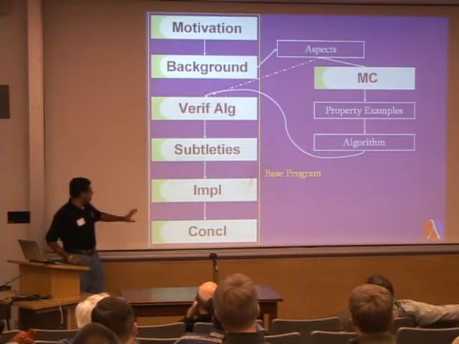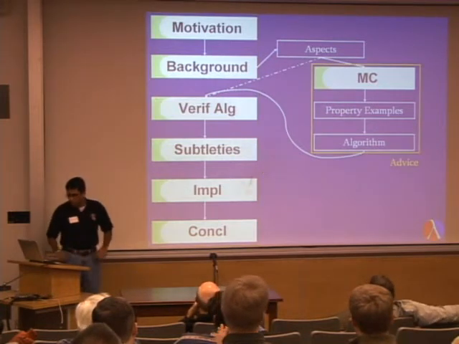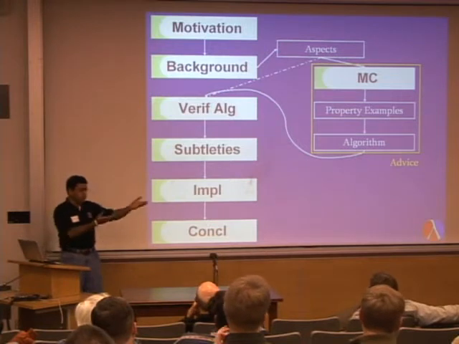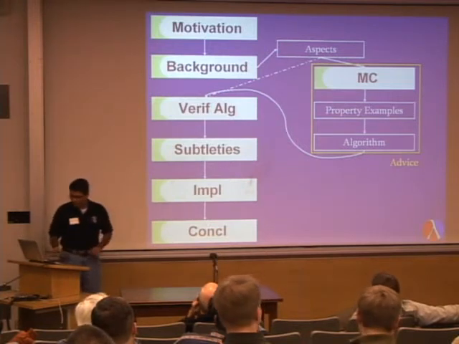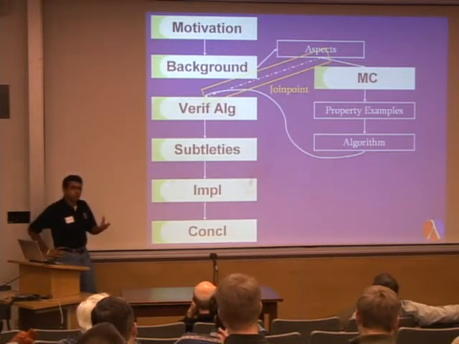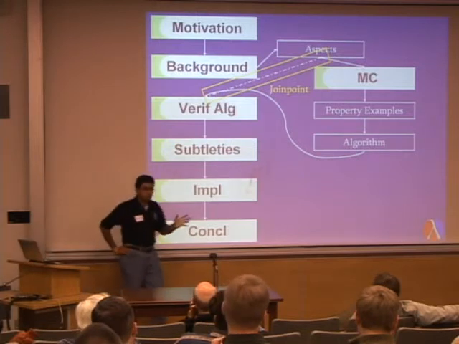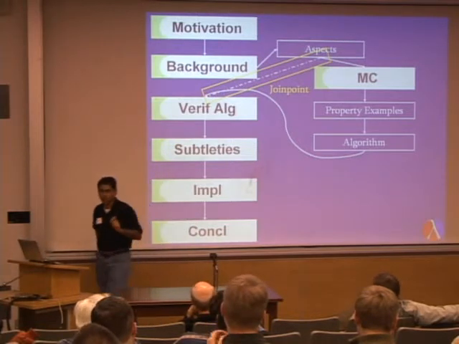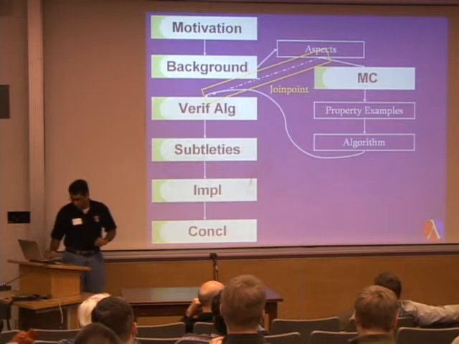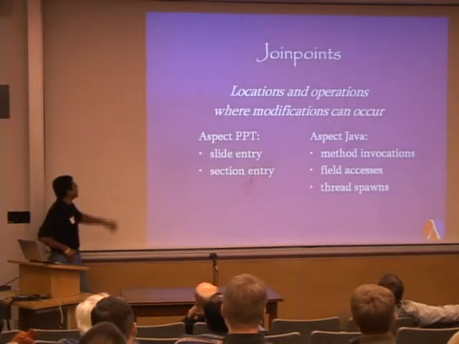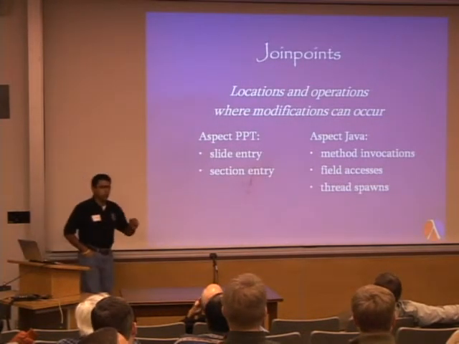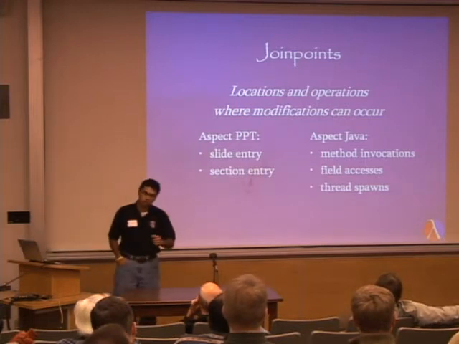So this is our base program. This is the advice that we want to give, the advice that Robbie just gave. And the place where we want to insert this new advice is known as the join point. So I need to teach you a little bit of aspect terminology for the rest of the talk. Okay? What's a join point? A join point is a location or an operation where some new code can be inserted.